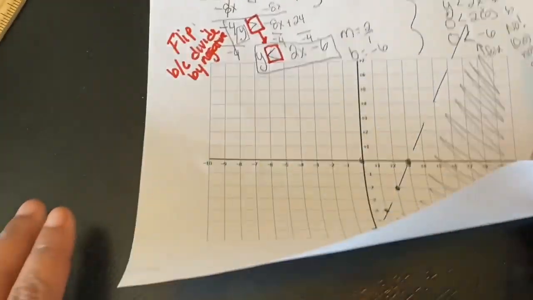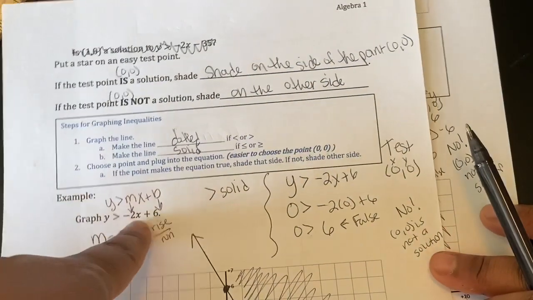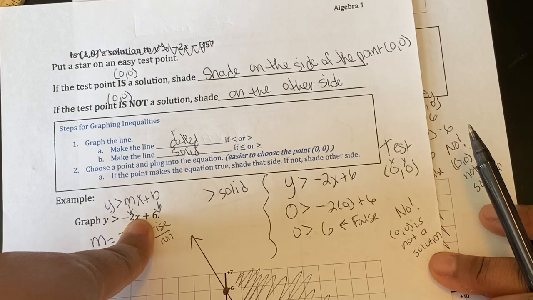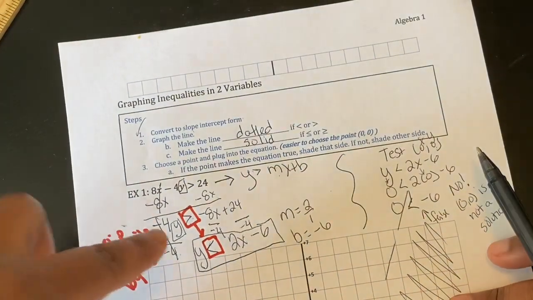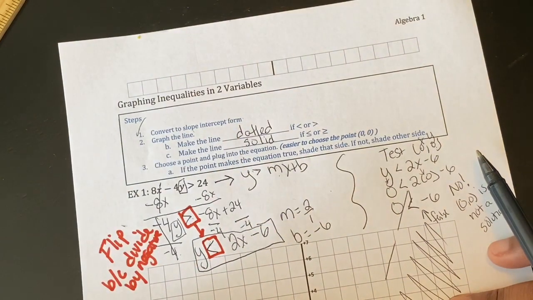All right, so the difference between the first problem and the second problem is that this problem was already in slope-intercept form. So I didn't have to convert it. Everything else is the same. The difference between this one and that one is that I had to convert it. This was standard form, I needed slope-intercept form. Okay, let's do another one.